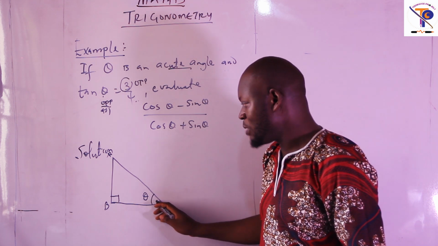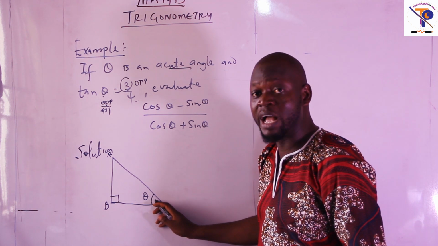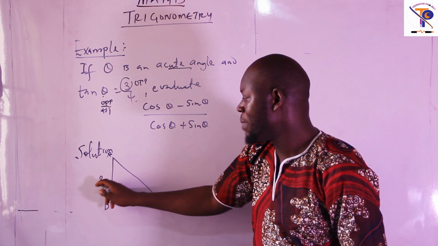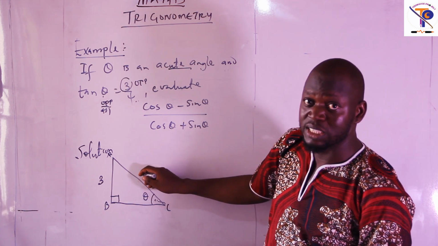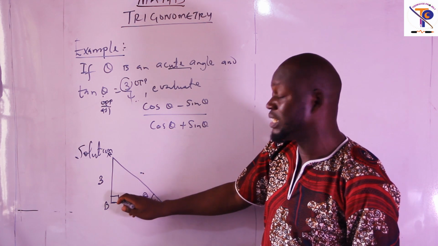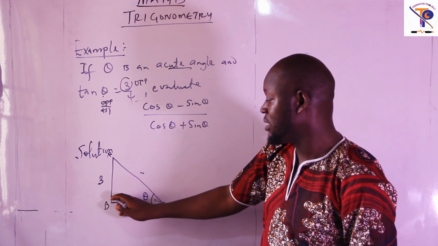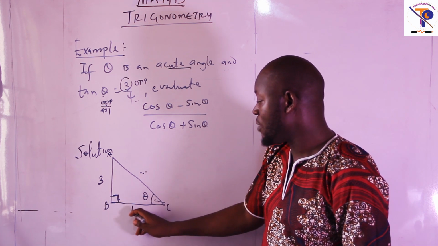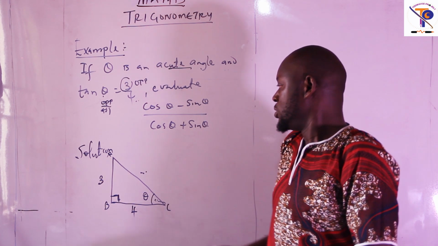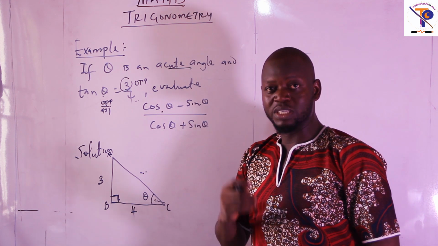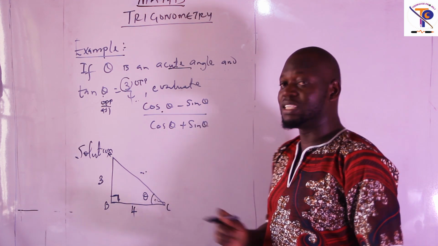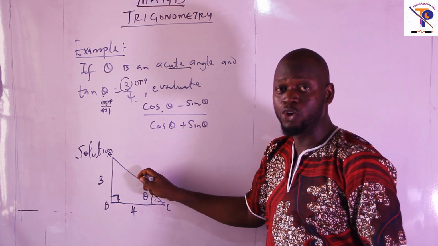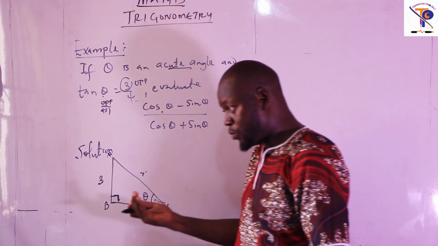Where is my opposite here? If this is my angle, definitely this will be my opposite. We have discussed that. So this is where my 3 is. Obviously, you know this is the hypotenuse, that is the side facing the right angle. From there, we know this is our 4. To get our cos, we know it's adjacent over hypotenuse and our sine is opposite over hypotenuse. So definitely we need the hypotenuse. How do we get this hypotenuse?